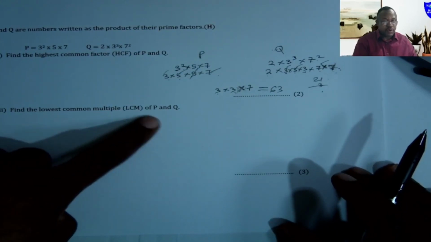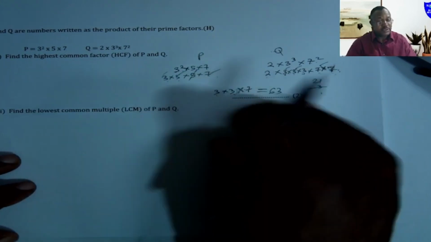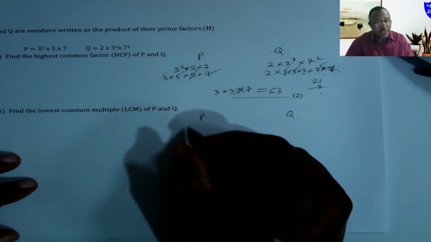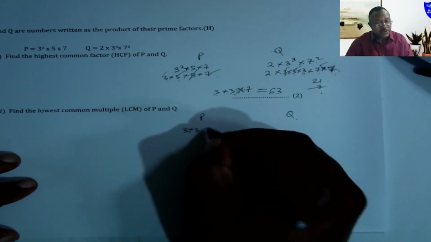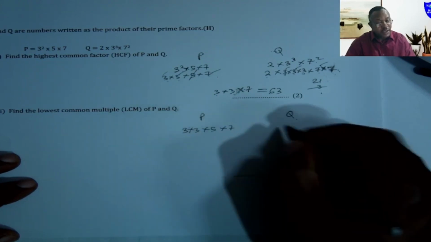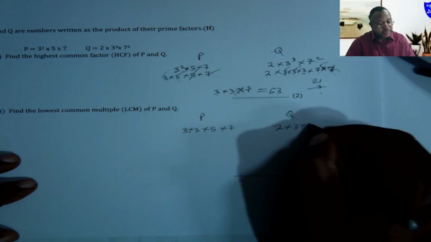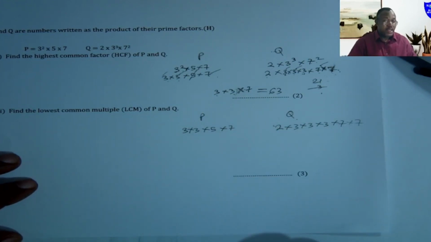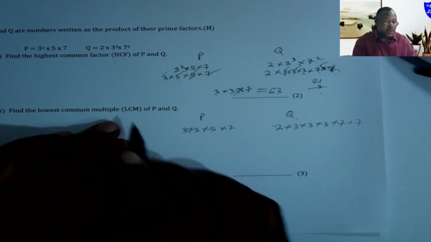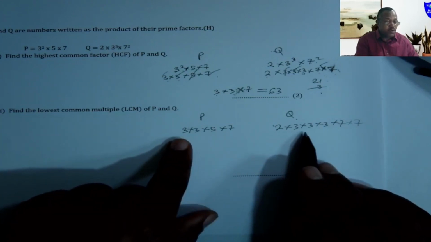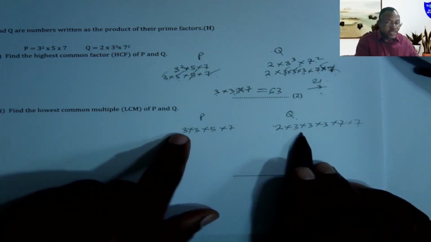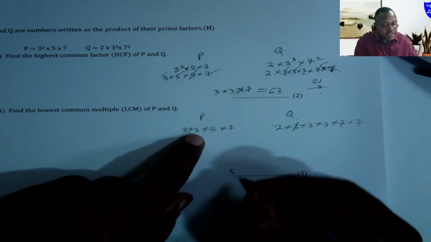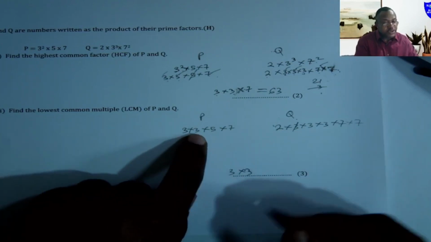Find the lowest common multiple of P and Q. Same method but different, like what we did before. So we've got P, Q. This P is 3 times 3 times 5 times 7, and that is 2 times 3 times 3 times 3 times 7 times 7. Now when you're finding the LCM, we are simply going to look at those that are common on both sides and cross them out. 3 here, we have 3, that 3 is crossed out. 3 here, we have that 3, and this 3 is crossed out.